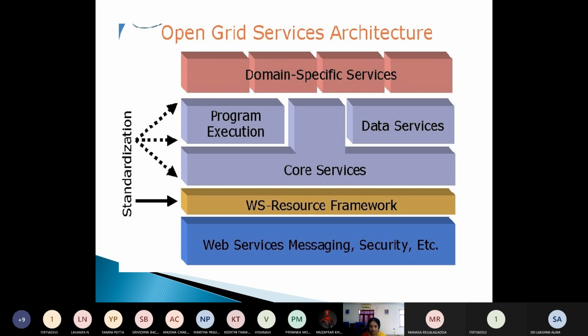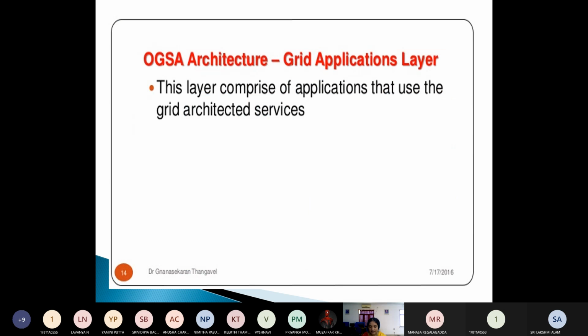Next, coming to the application layer. What is meant by application layer? This is the diagram we have. The grid application layer comprises applications that use the grid architecture services. Grid computing allows network resources to be combined and used. Grid computing offers groups of services for the benefit of organizations. So this is called the application layer.